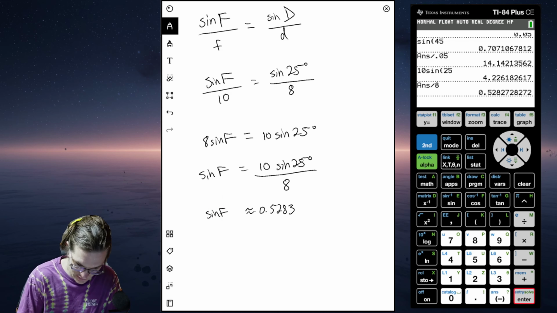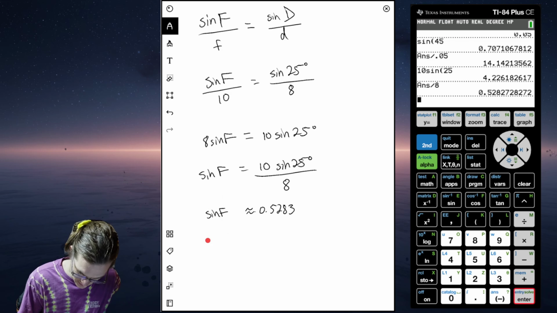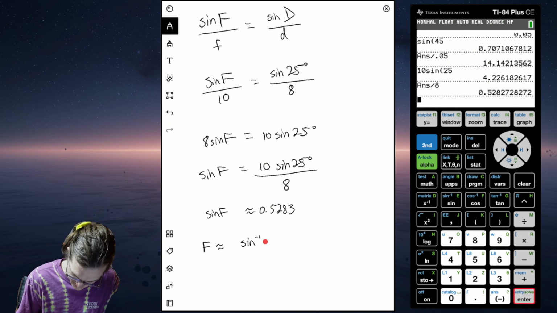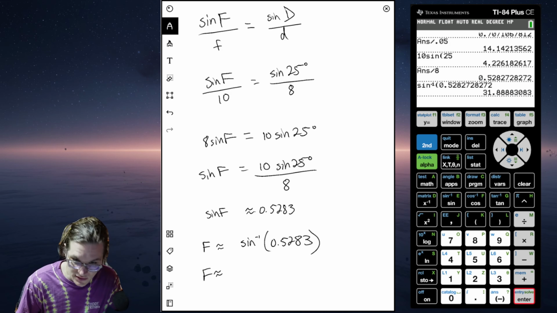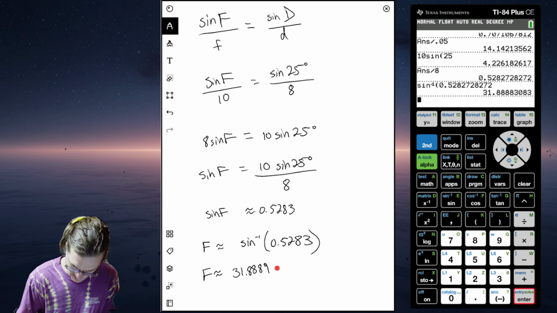And we know from our previous video that if we want to pull the F out of here, because our goal is to find the angle F, then we have to say F is approximately equal to inverse sine of this number. I'll do that in the calculator by reselecting it so we get a more exact answer. The angle is approximately 31.88 degrees.